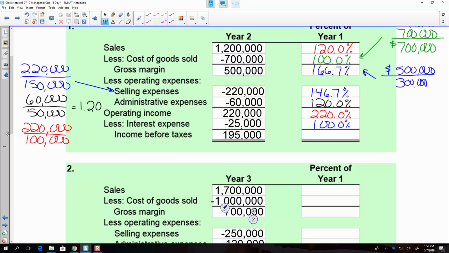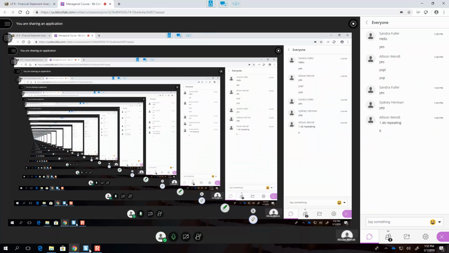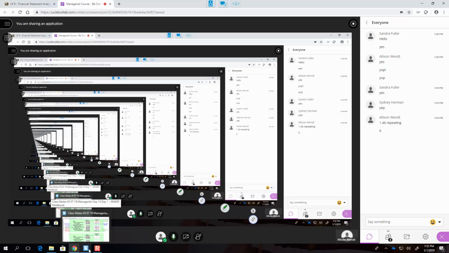And then our actual operating income before taxes, 195 over 75. That too is 2.1, guys. 2.6, thank you, Carla, or 260%. So here again, it shows the great increase over our base year amounts. Thanks, Allison. It's 2.6, I hope, not 6.